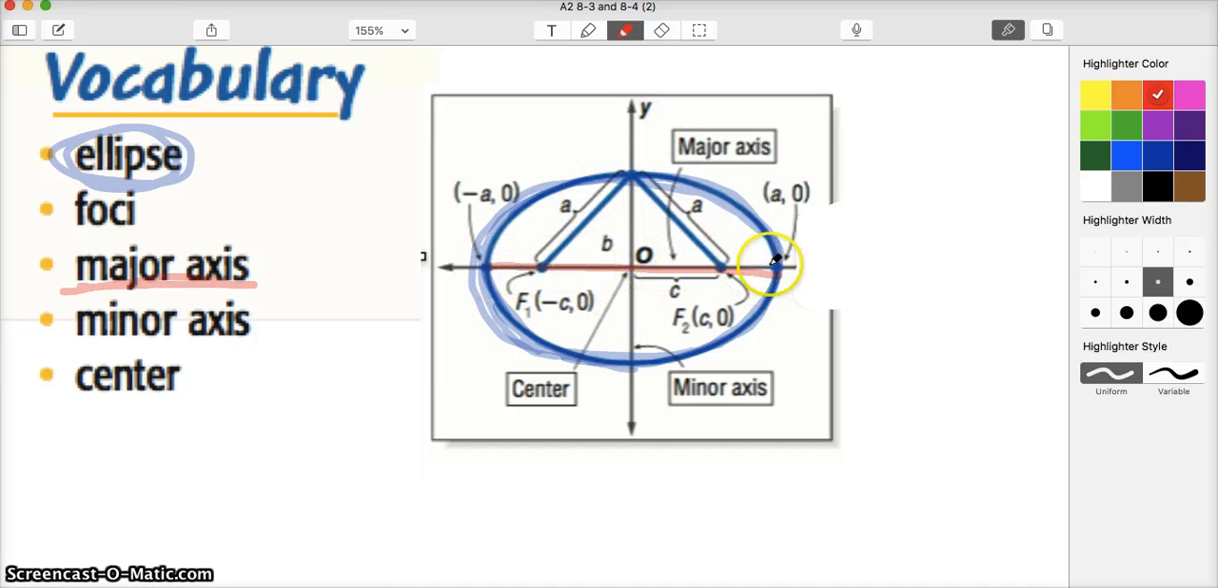So the major axis is this one, and the minor axis would be the shorter axis, the symmetrical line that cuts through the ellipse that does not pass through the focal points. The center is exactly what you think it is. It's that point right there, and it's literally the center. It's the intersection of the two axes. And finally, I like calling these focal points because I always call it foci, foci, and I mess up the pronunciation all the time.